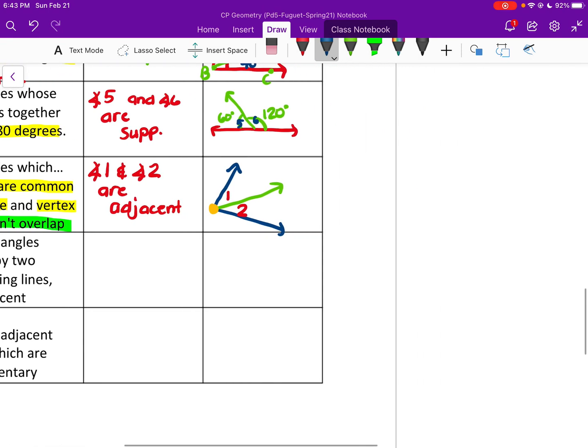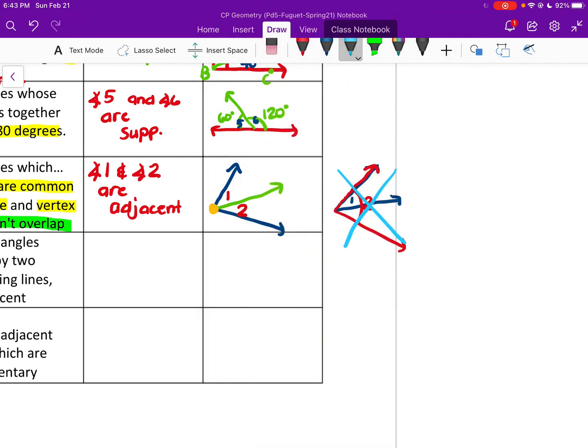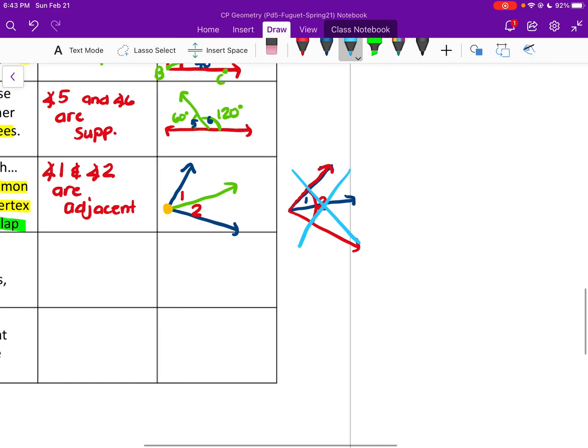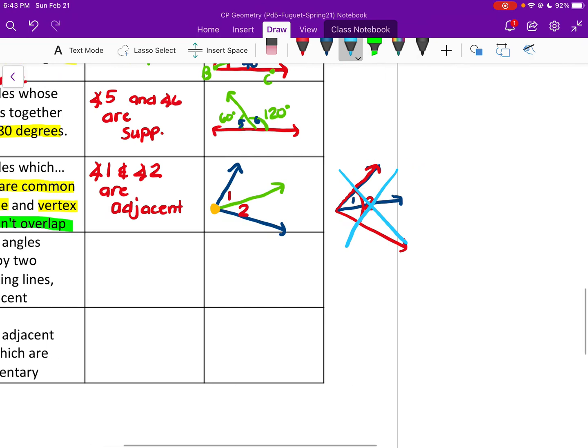So let's take a look at a non-example, right? Maybe I have this blue angle, I'll call it angle 1, and this red angle. So this whole thing is angle 2. Well, hopefully you can see that the red angle is actually over top of the blue angle, right? Because those overlap, these would not be an example of adjacent angles. They share a side, they do share the vertex, but they overlap.